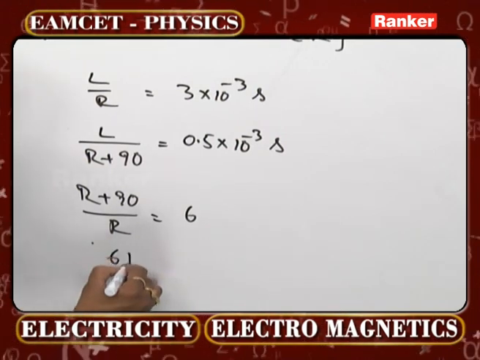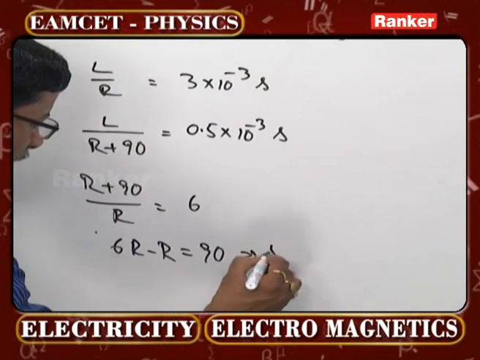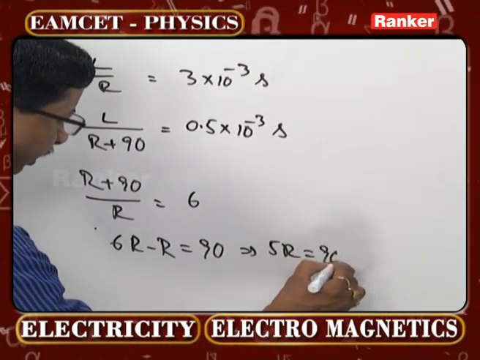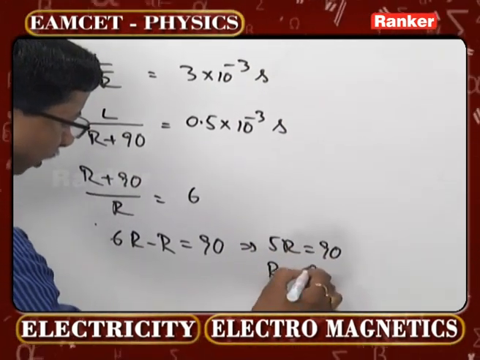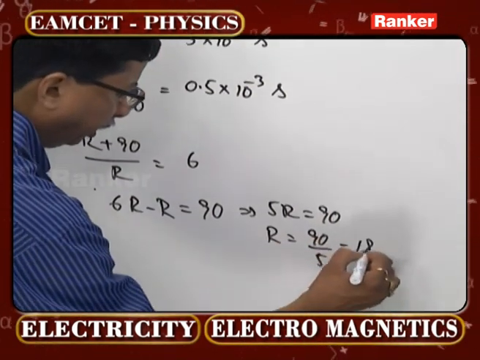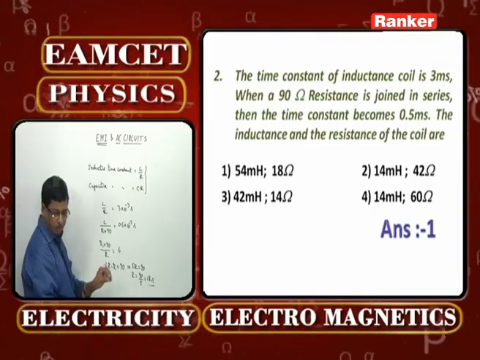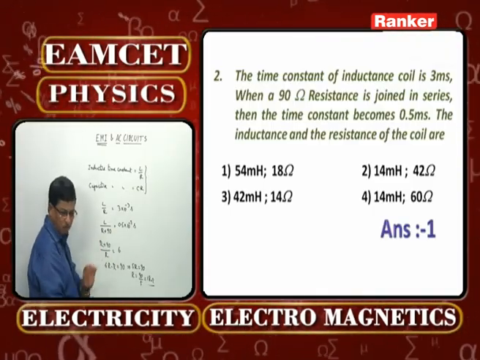So 6R minus R is equal to 90. That means 5R is equal to 90. Then R will be 90 by 5, of course you get 18 ohm over here. So the resistance value is 18 ohm. That means certainly the first option is the correct option.